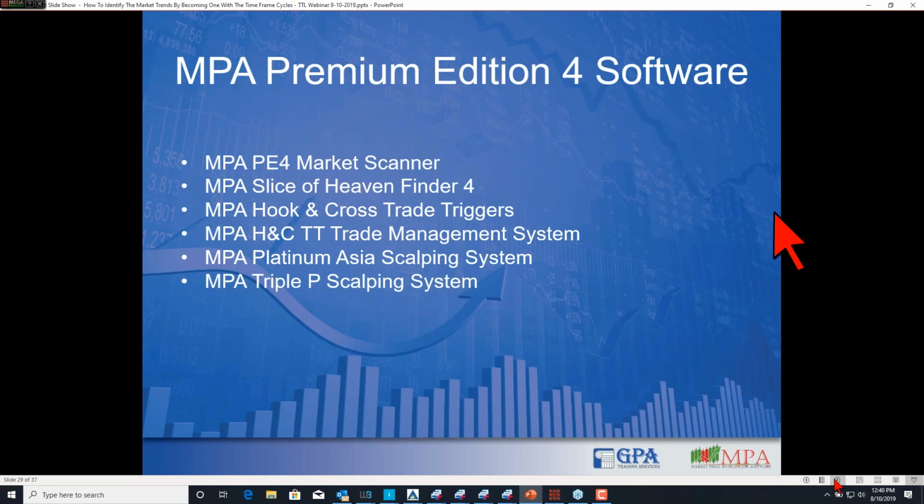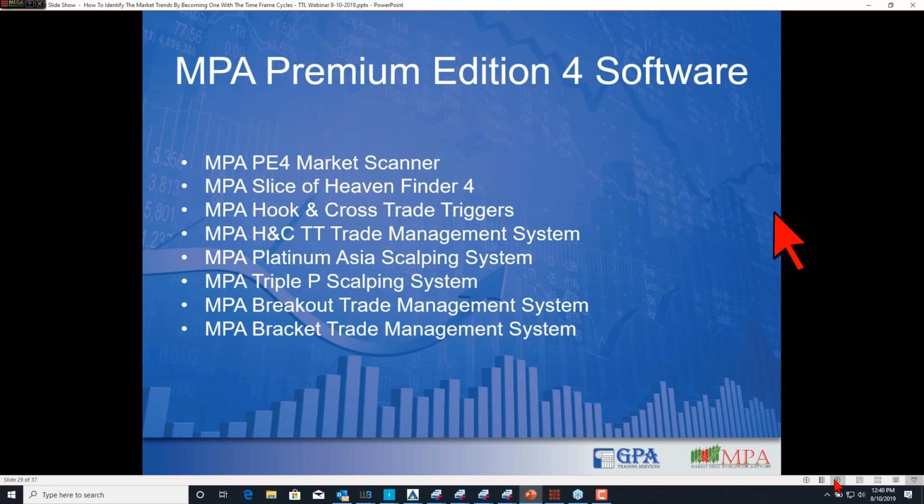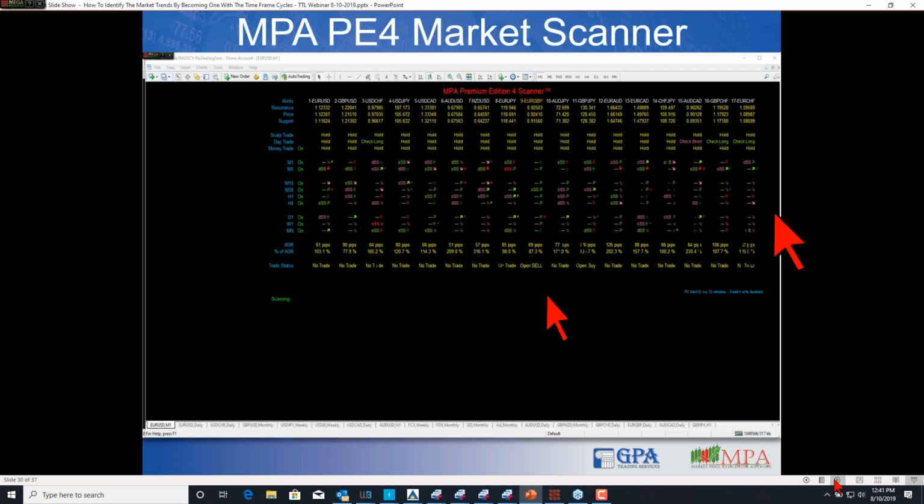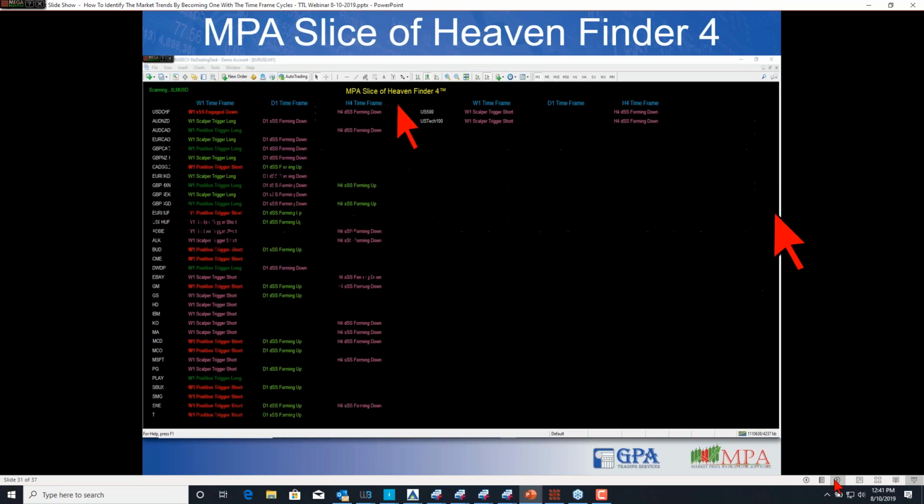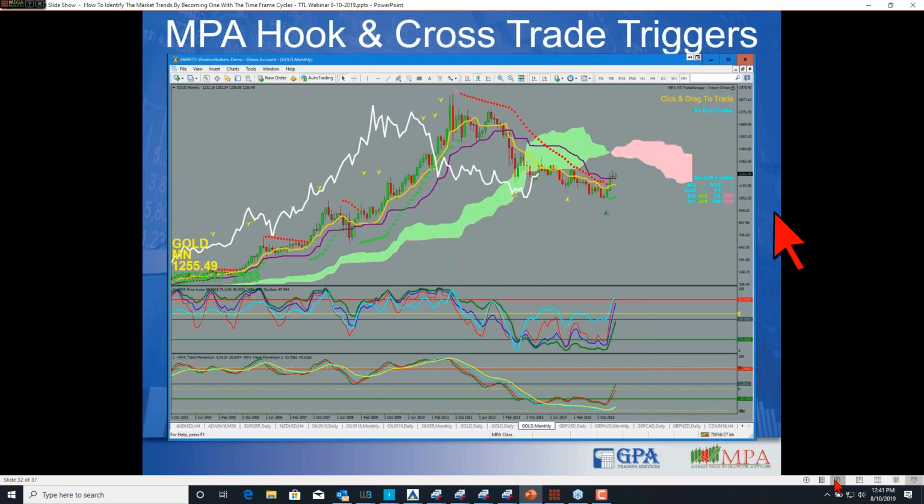Triple P scalping system. We didn't even show it today. The breakout trade management system, we briefly showed that. The bracket trade management system, we briefly showed that. So you got a ton of tools in here, everything you'll need. Now, there's the scanner I showed you a picture of. There's a Slice of Heaven. Here's the scanner where you set my trade management system. Hey, sell that red trigger down because we're overbought. Hey, buy that trigger long because we're oversold.